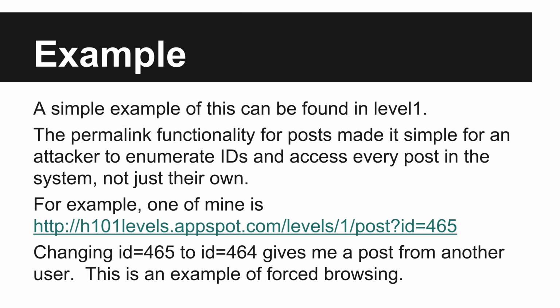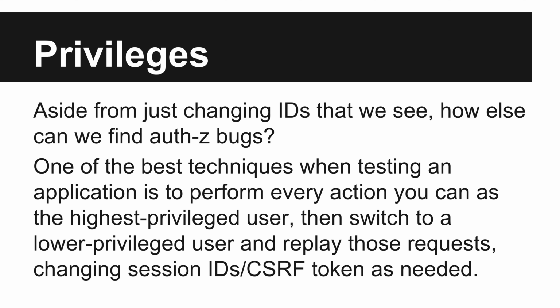As I mentioned earlier, the permalink URL for posts in level 1 is really a great case of this. You will see that a post of yours has a low ID, and incrementing or decrementing that ID will give you other users' posts. Aside from just changing IDs, an obvious one, how else can we find authorization bugs?